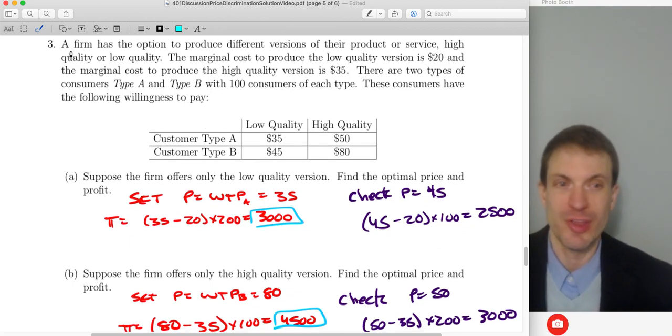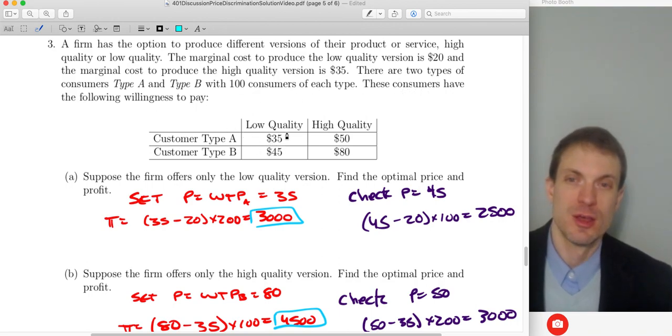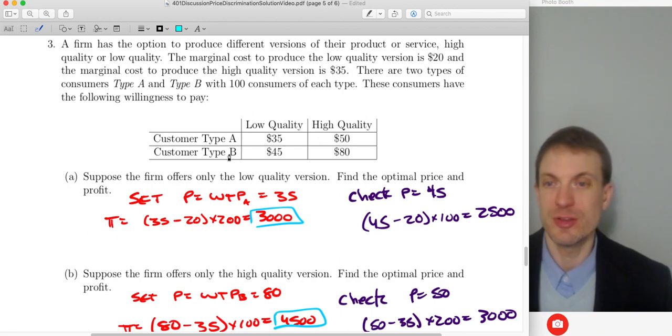All right, so the second degree price discrimination question. A firm has the option to produce different versions of their product or service, high or low quality. The marginal cost to produce low quality is 20. Marginal cost to produce high quality is 35. There are two types of consumers, A and B, with 100 consumers of each type. These consumers have the following willingness to pay. Type A will pay $35 for low quality, $50 for high quality. Type B will pay $45 for low quality, $80 for high quality.